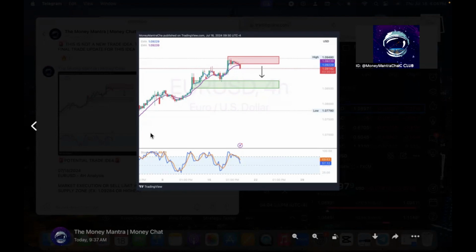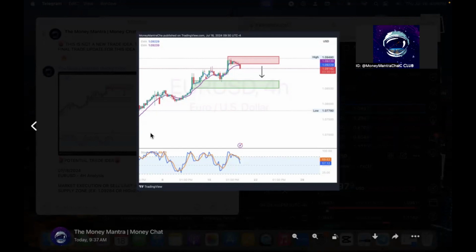Now, without further ado, let's get started with the trade breakdown of today. We're going to be looking at this Euro USD sell, and I love trades that work out like this. I posted this trade today, and I was already able to post a trade update today.